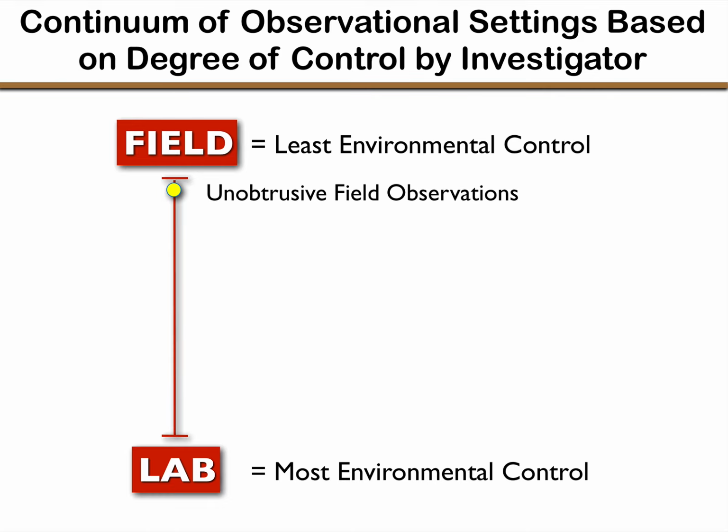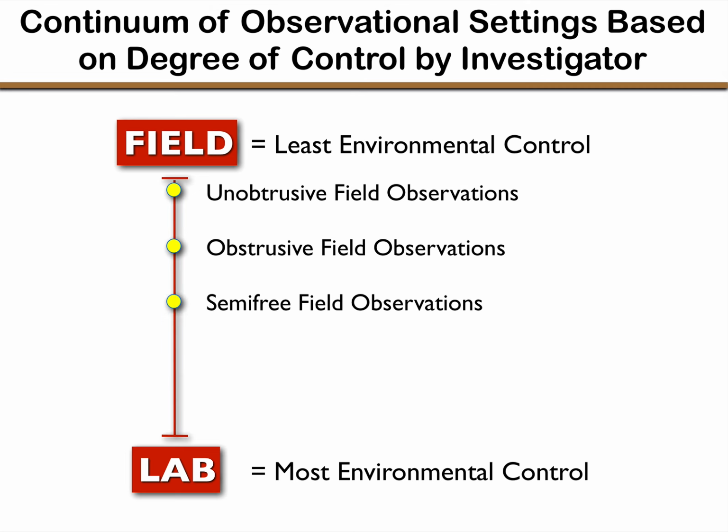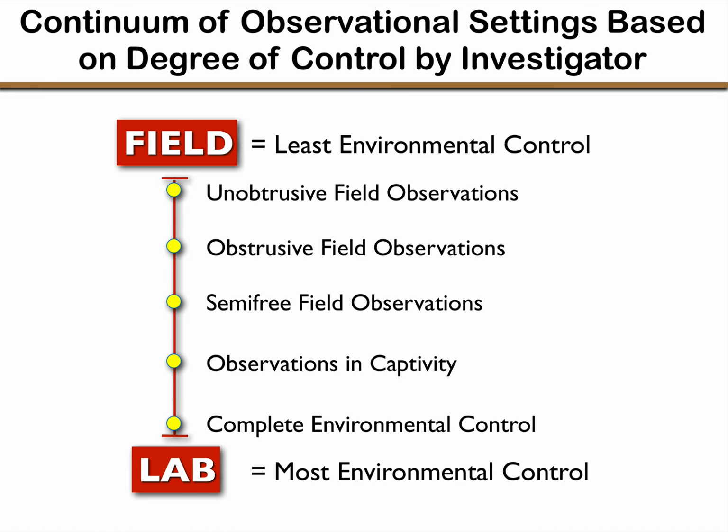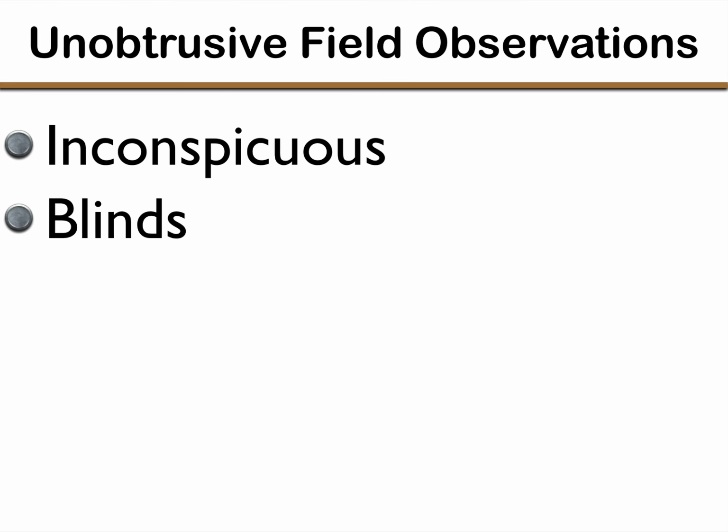Now, if we look at this continuum, there are points in between: unobtrusive field observations, obtrusive field observations, semi-free field observations, observations in captivity, and then complete environmental control. So let's look at each of these with some examples, starting with unobtrusive field observations.